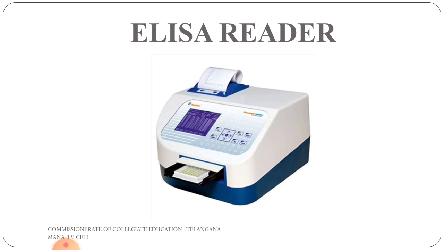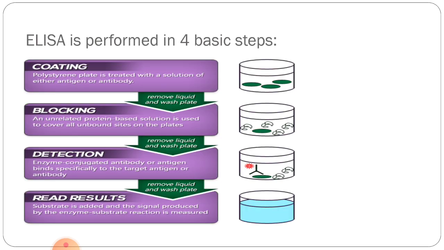Picture of ELISA reader. This is another picture which shows all the basic 4 steps. First is coating. Polystyrene plate is treated with a solution of either antigen or antibody. Then the liquid is removed and the plates are washed.